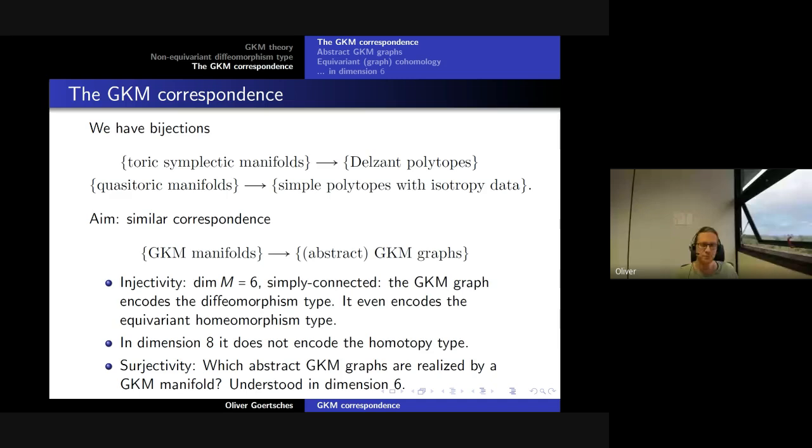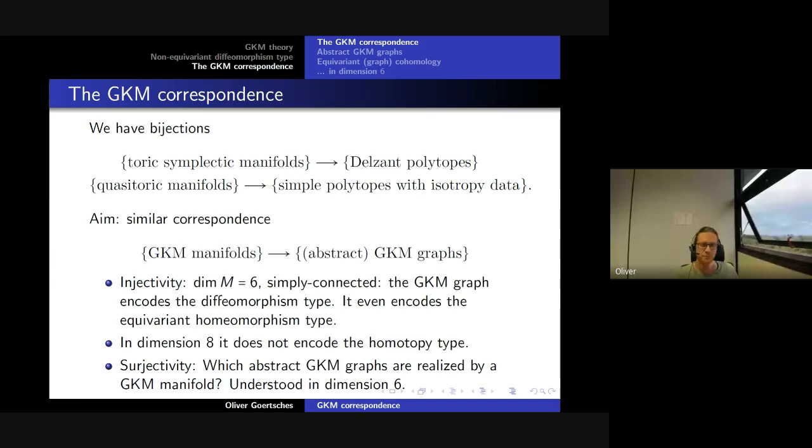Okay, so to make sense of this correspondence here, I should define what an abstract GKM graph is. Remember, the GKM graph was just: I have this action, I take the orbit space of the one skeleton and I label it with the weights of the isotropy representation. Now I want to forget that these things come from a manifold.